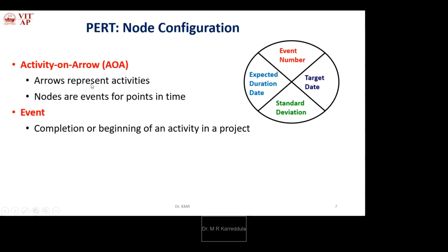The activity on arrow approach is used to construct a network model in project evaluation and review techniques. Arrows represent activities, so we are representing activity on the arrow. Nodes are events or points in time. Every activity requires a start event and an end event. An event is the completion or beginning of an activity in a project.